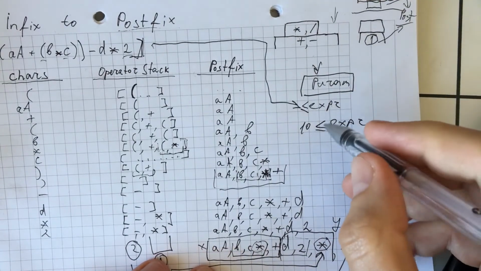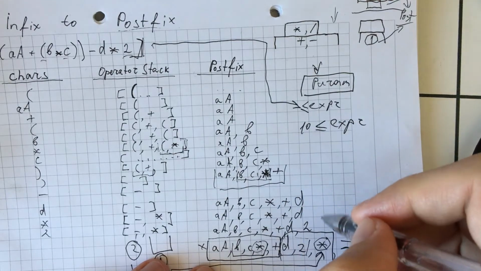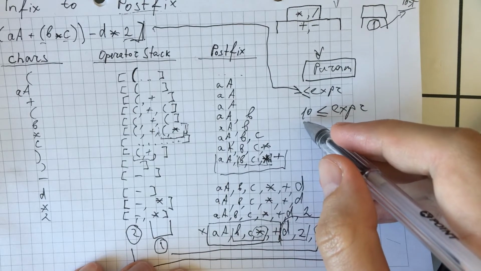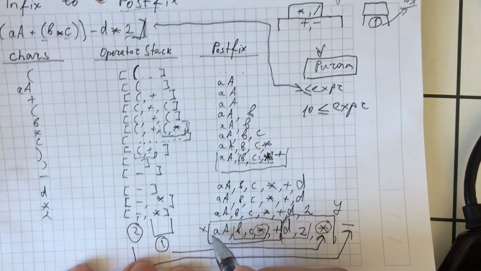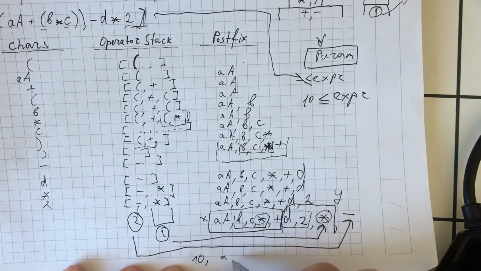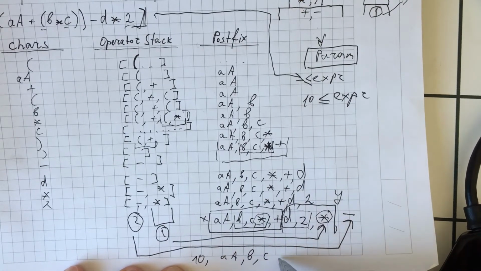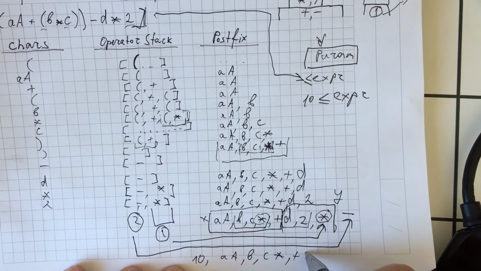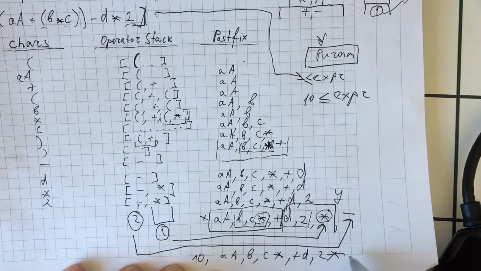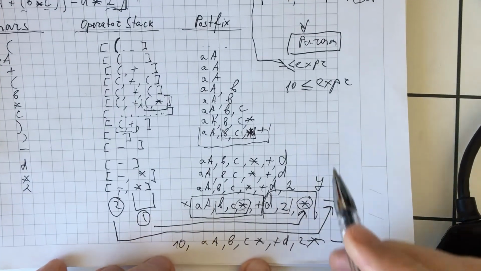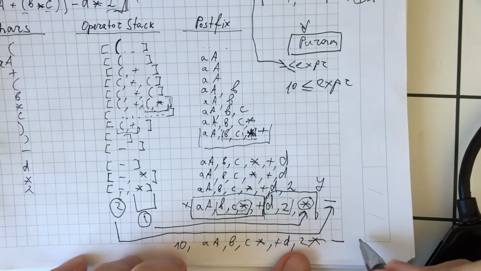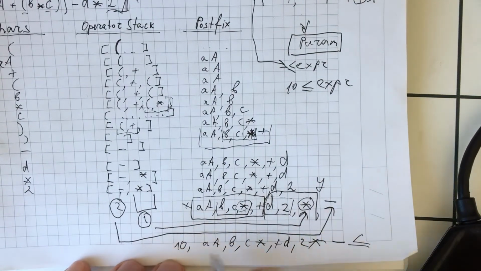So technically that would mean that I would put 10 in the beginning of A here. So 10, A, B, C, multiply, plus D, 2, multiply, minus, and the resulting thing will be here just to evaluate it.